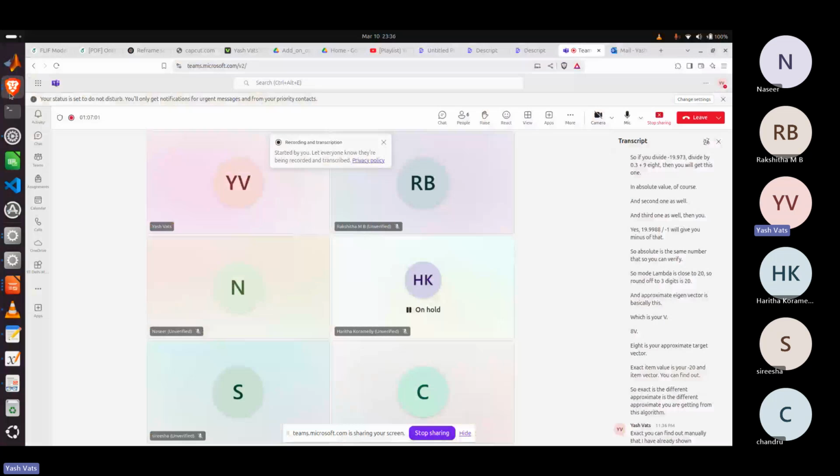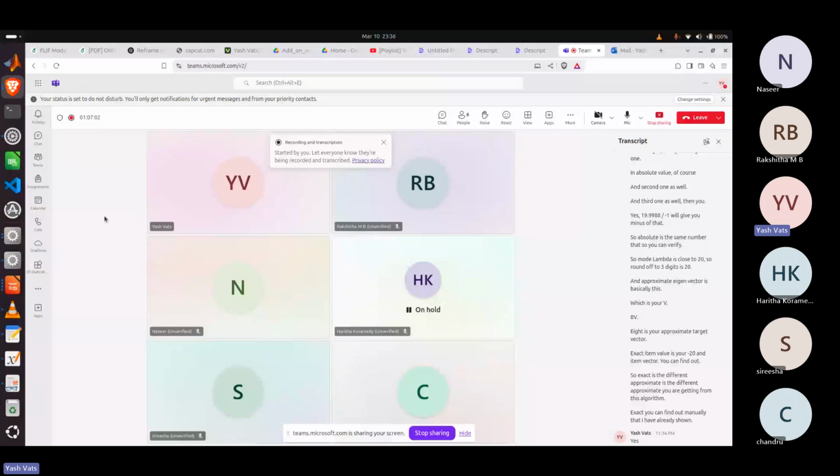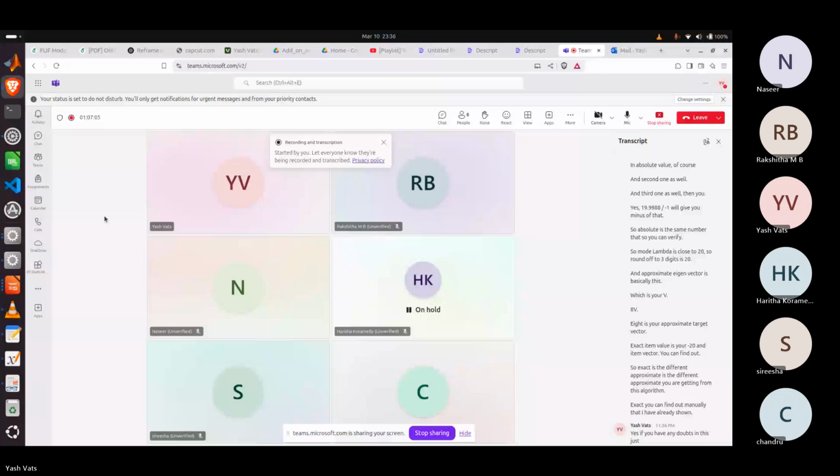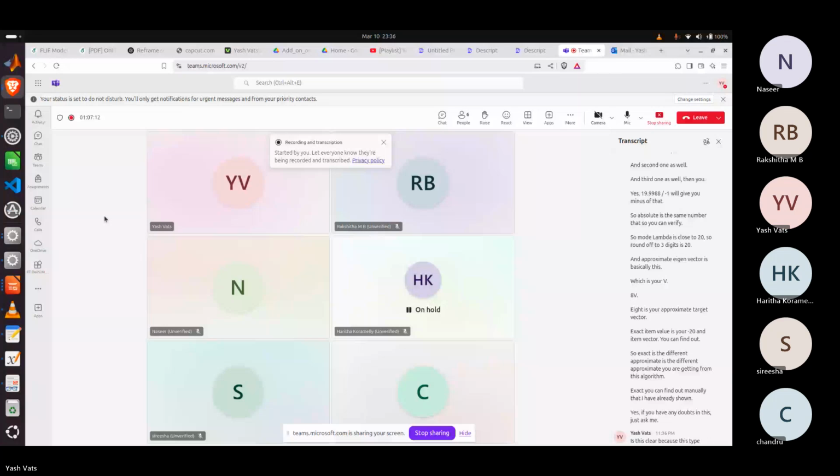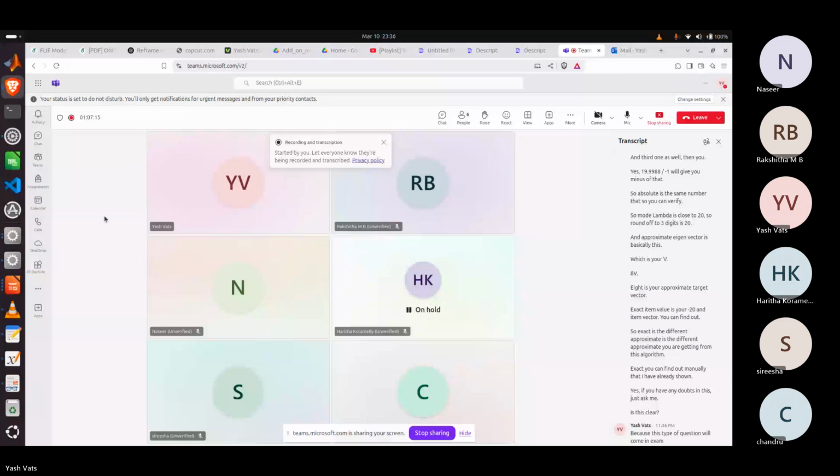If you have any doubts in this, just ask me. Is this clear? Because this type of question will come in the exam. Any doubts?